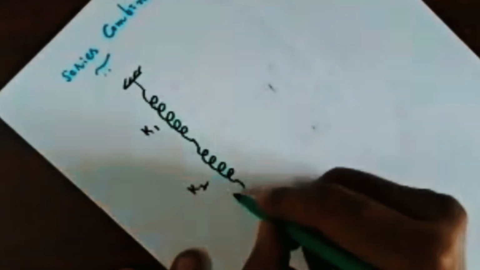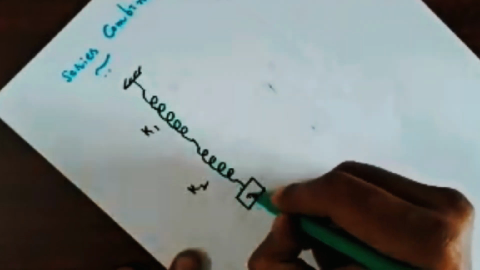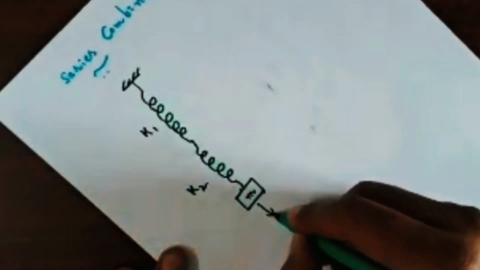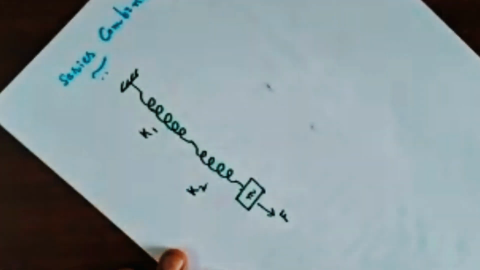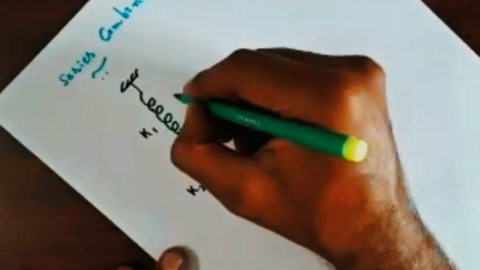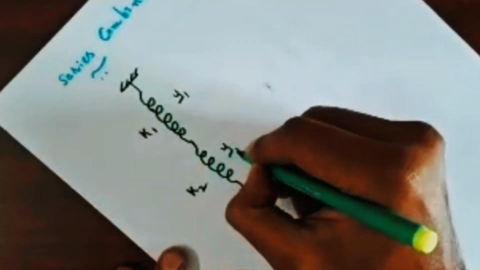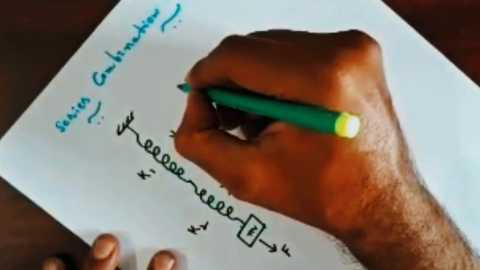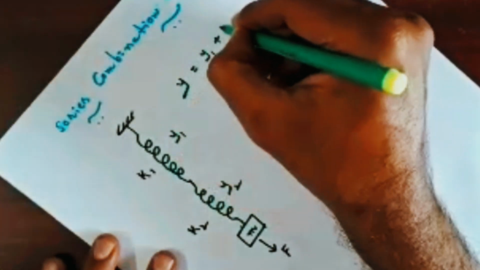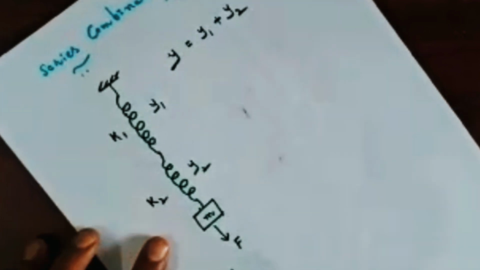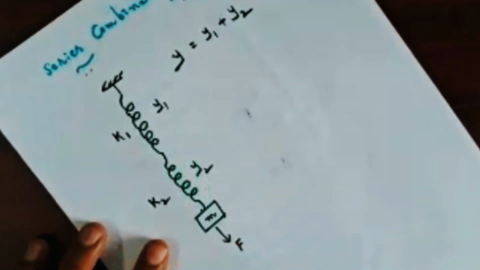k1 is the force constant or spring constant of the first spring. k2 is the force constant of the second spring. At the free end of the spring we connect one mass, that is small m. The weight acts vertically downwards, so the force acts downwards. The elongation in the first spring is y1, the elongation in the second spring is y2. The total extension is y is equal to y1 plus y2. The same force is applied on both springs.